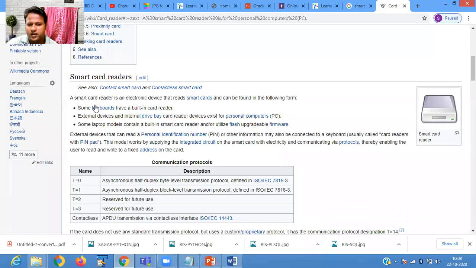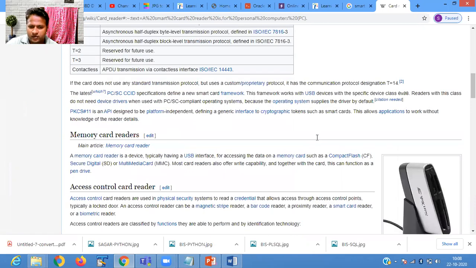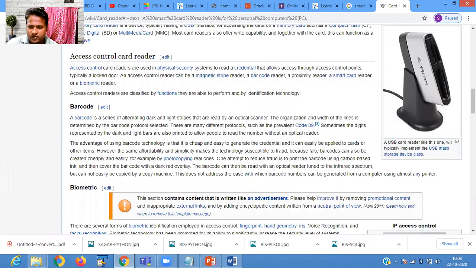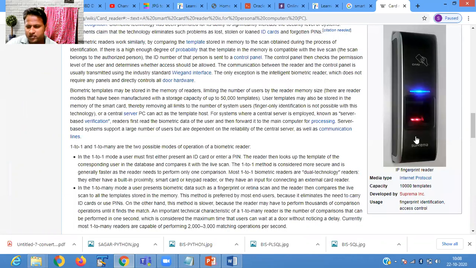Okay, so a card reader is an electronic device that reads the smart card and can be found in the following forms. Some keyboards have a built-in card reader, an external device, or an internal drive bay we're using.